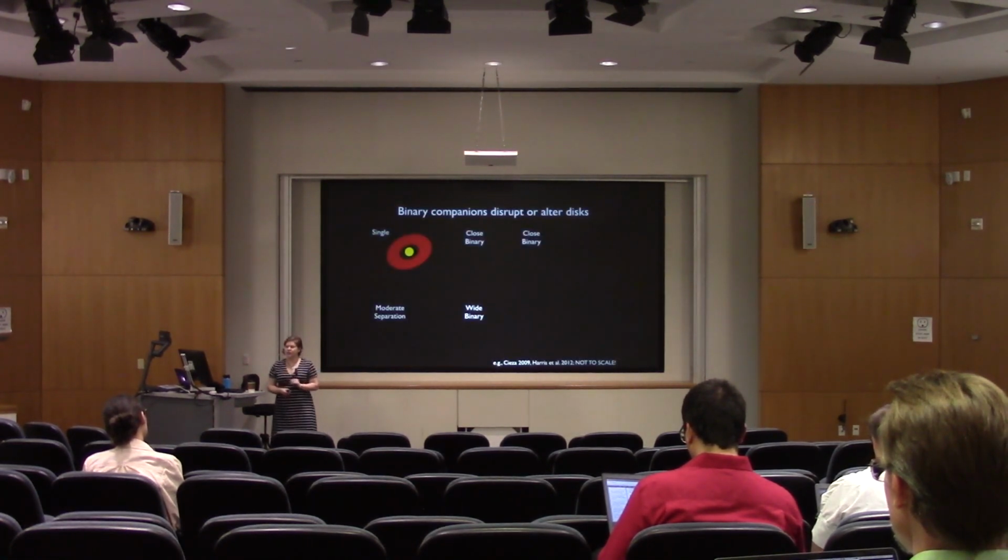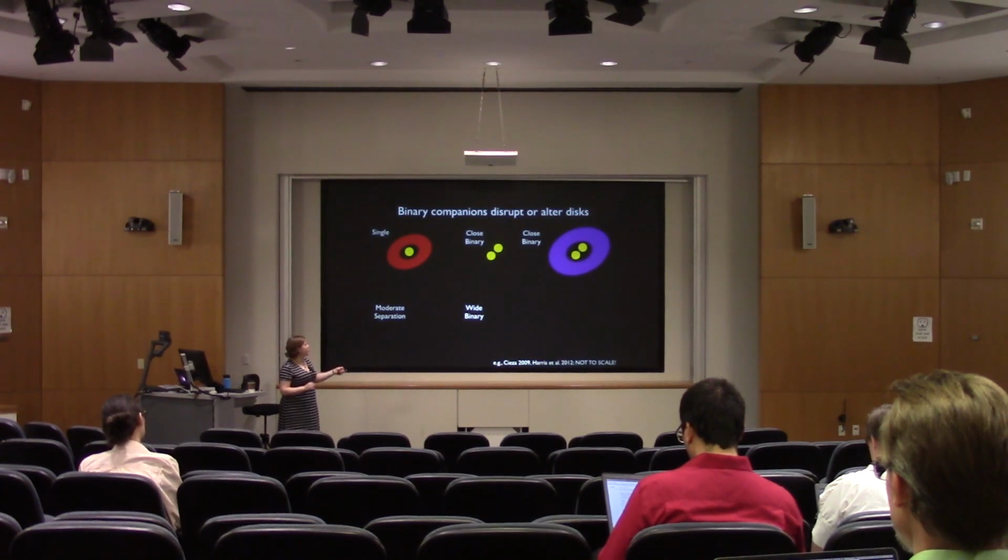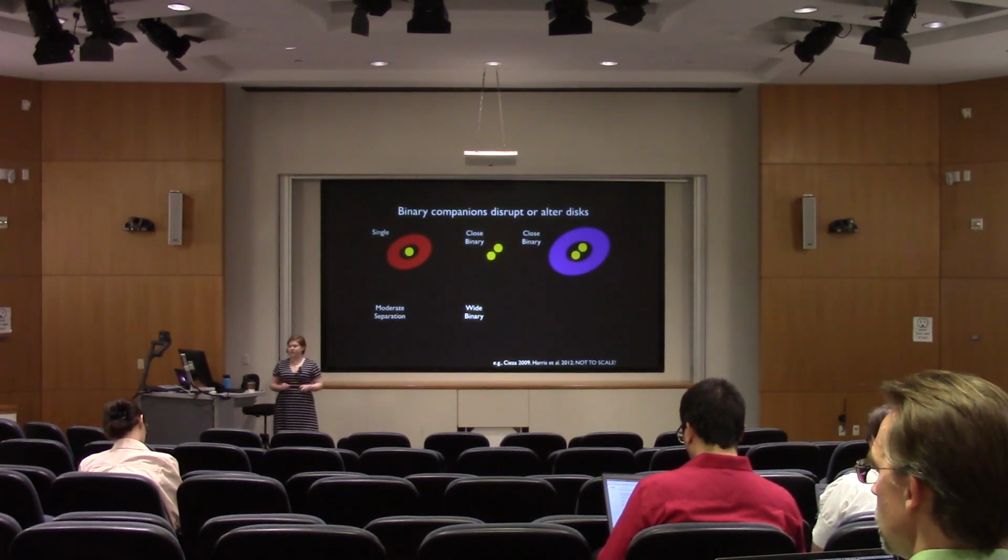So how do binaries play into this? Well, a binary companion can disrupt or alter disks. This is a cartoon that is wildly not to scale, but just to give you a sense of what is roughly happening. If you have a single star and it has a disk, and then you put another star next to it, maybe in a close binary it totally disrupts the disk, or you could end up with a circumbinary disk where both stars are in the center of this disk of material.